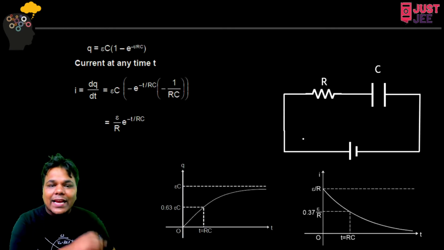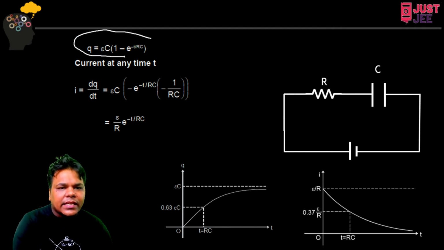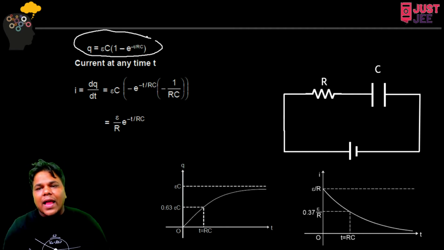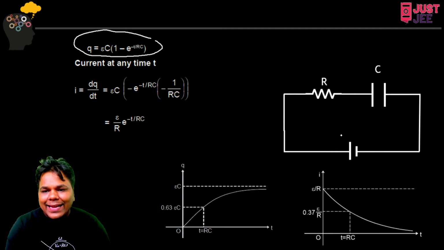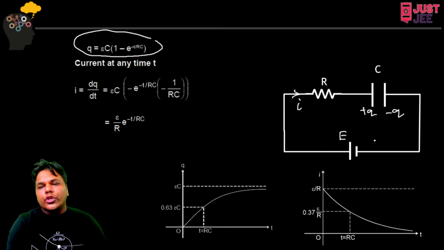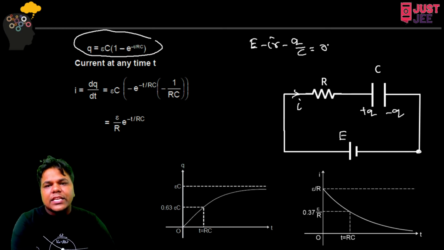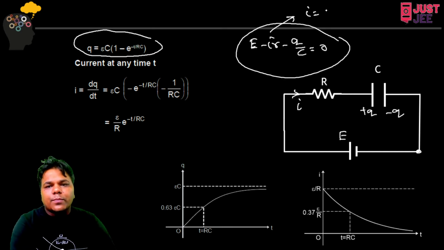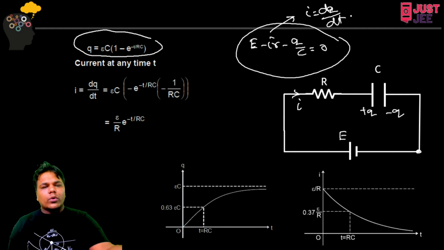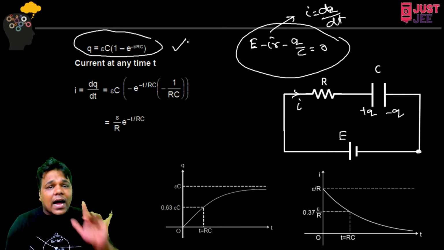Let me tell you. We can calculate it by using integration. How? There is very small integration, as you can see. Now all you have to do is apply Kirchhoff's voltage law. For example, at any time, the voltage on the battery is E, the current passing through is I, and the charge on the capacitor is plus Q and minus Q. So you can apply Kirchhoff's voltage law from this point. E minus IR minus Q by C is equal to 0. Now all you need to do is put I equal to dq by dt, and you get Q is equal to EC into 1 minus e raised to power minus t by RC. Here RC is called the time constant.